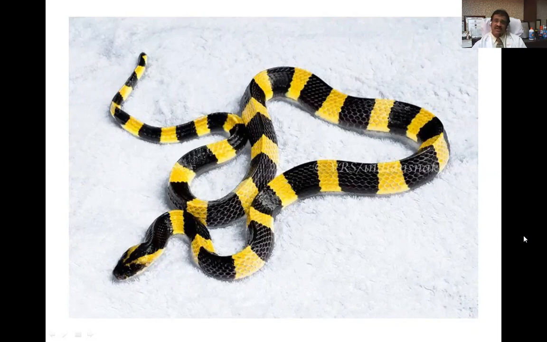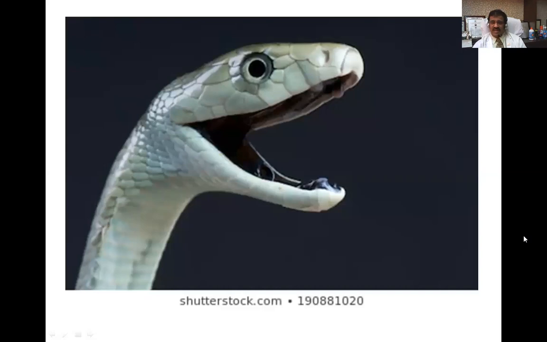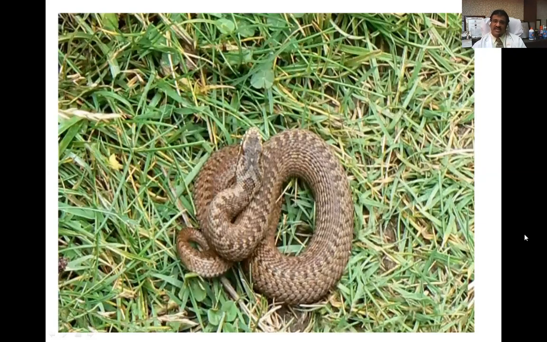Here you can see a mamba. It's a black mamba. They are found mostly in Africa. They live mostly on trees, and they are highly poisonous, and they have a deadly look also. Here you can see one adder in a fighting attitude. Though it looks somewhat like vipers, it is neurotoxic, so it is included in the neurotoxic family.